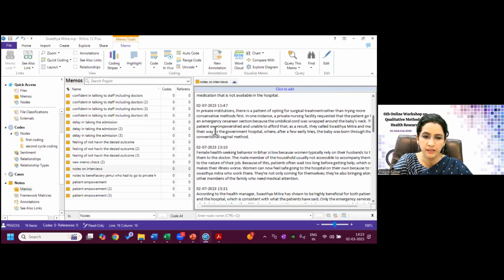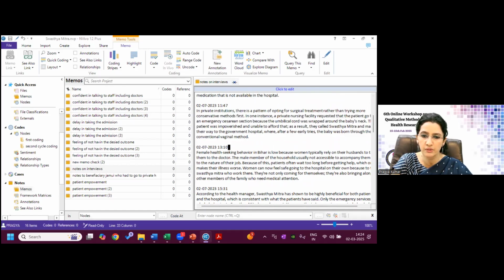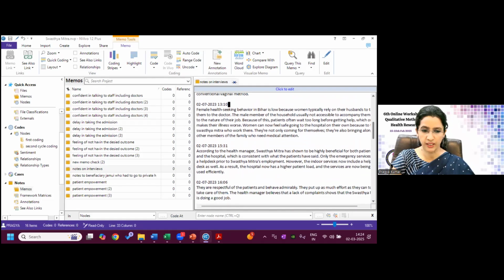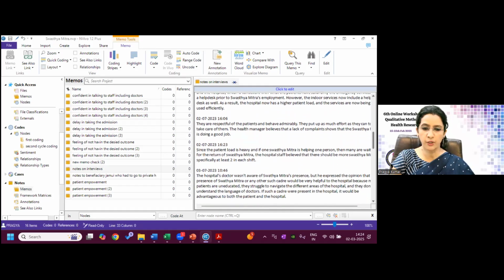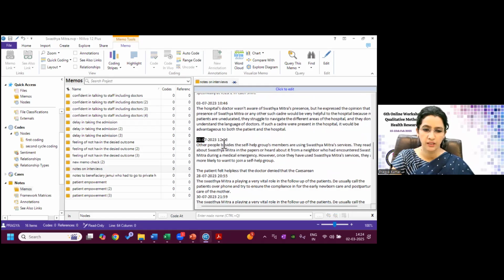Then again on the 2nd, I am writing, like, in private institutions there is a pattern of opting for surgical treatment rather than trying more conservative methods in one instance. I've just written whatever was coming to my mind at that particular point of time. Again, on the 2nd I wrote, tracked at various points of time. Then again I did on the 3rd also. And after the 3rd, there was a long gap. I could sit on that project on 28/7.